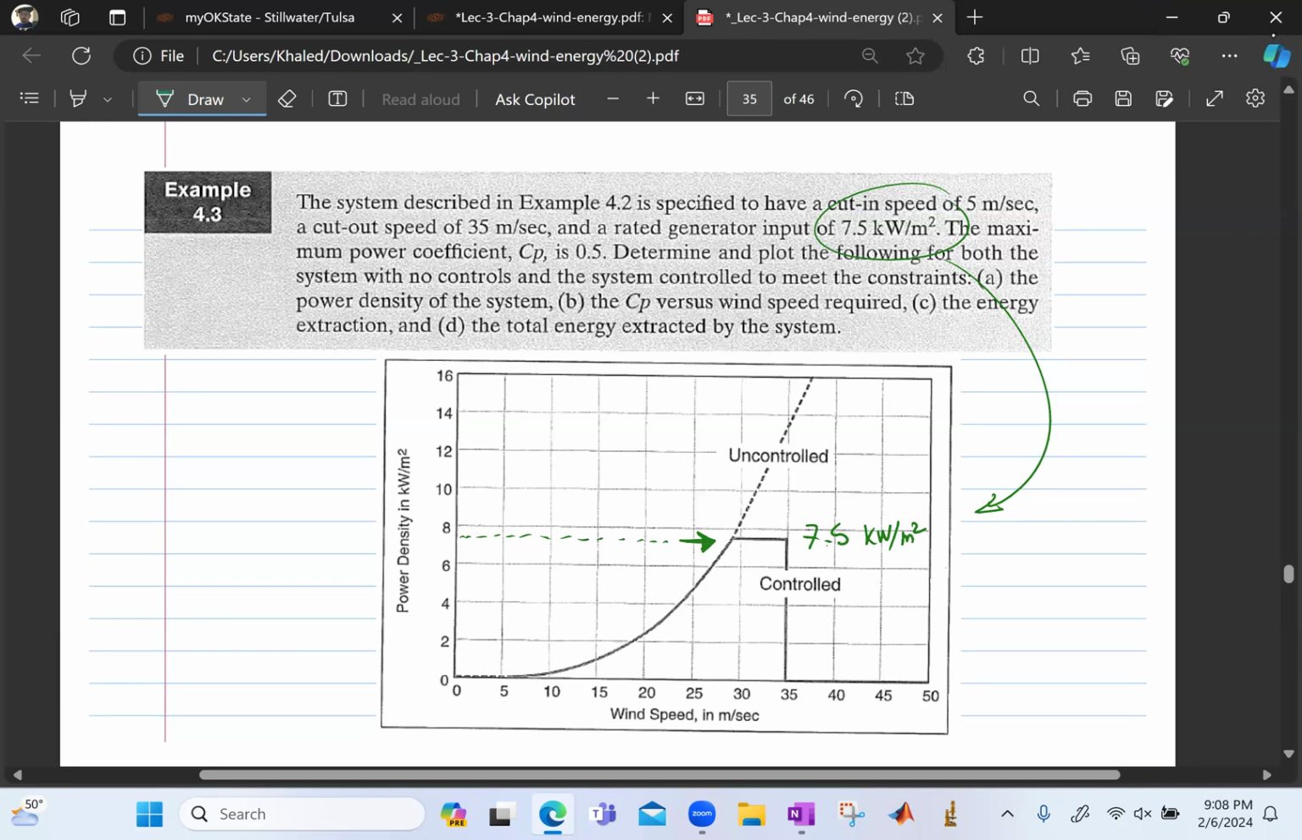So we had a turbine that has this cut-in of 5 meters per second. It has this cut-out of 35, and it has a rated generator input of this much. This is basically the output power over here, in kilowatt per meter squared. The maximum power coefficient is 0.5. Determine and plot the following for both systems: with no control, and the system controlled to meet the constraint.